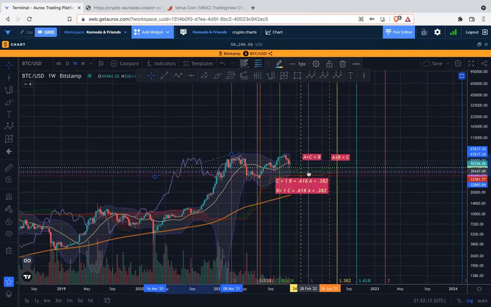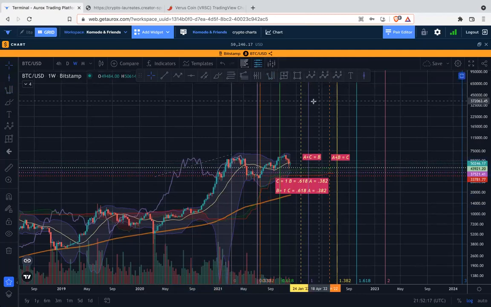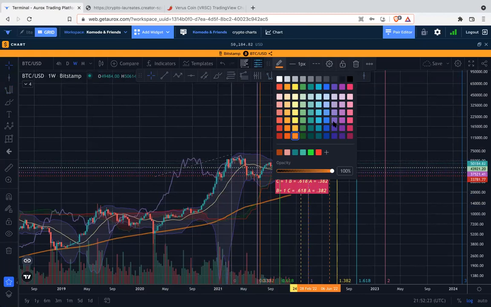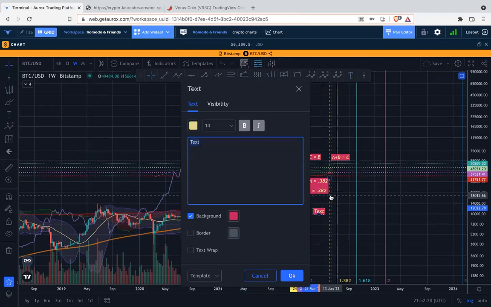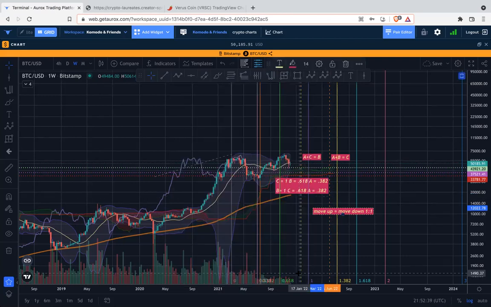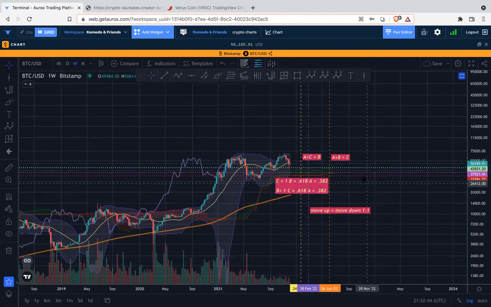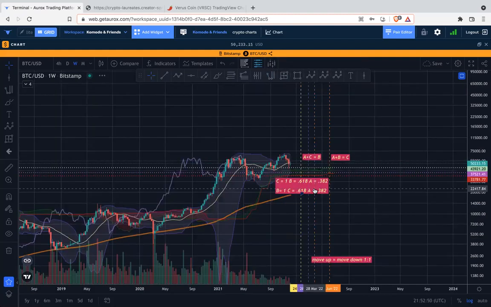So I'm actually going to pop that there with a vertical line of the color, and the purple here is 1-to-1. We'll give it the purple color, and it can be move up equals move down. That's what we're going to call it, 1-to-1. Okay, so that's what the purple line is. So purple line is move up equals move down, 1-to-1.